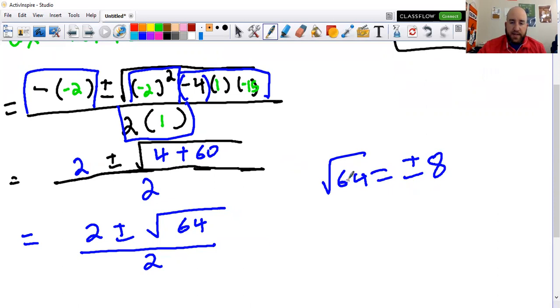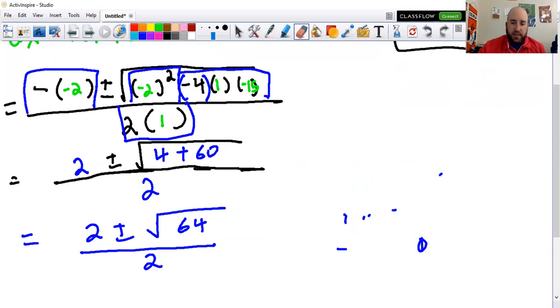Because the idea of the square root is, what can I multiply times itself to get 64? Well, I can do +8 times +8, but I can also do -8 times -8. That will still give me +64. But the good thing about the quadratic formula is that the plus minus is already built in right in front. So I've already got that down.